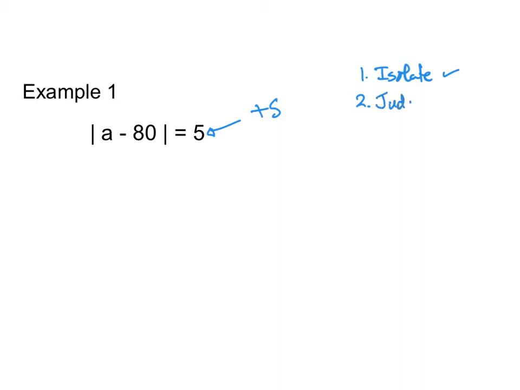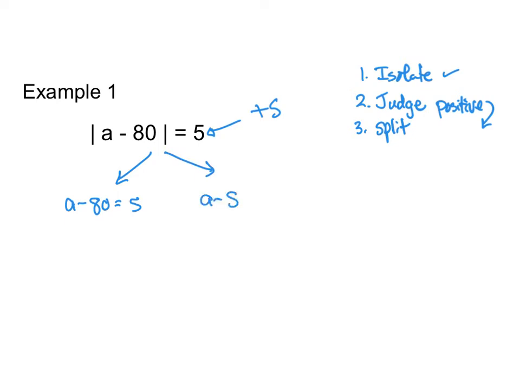And again, what are we judging? We're judging the answer, the number on the other side of the equal sign, okay? And if it's positive, then we can go down to the next one, which is split. And what does that mean? We're going to make 2 equations. We're going to make one equation exactly how it looks, and we're going to make the other equation with a negative answer on there, okay? So we have a minus 80 equals 5. So we write the equation exactly how it looks, and then we write the equation with a negative on the answer itself. And then from here, we solve them, okay?